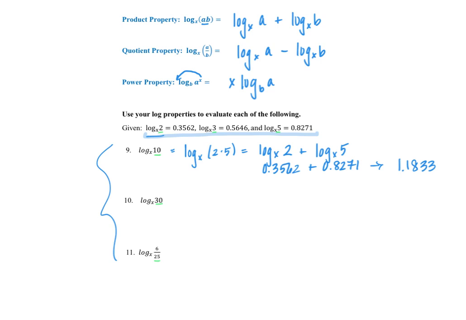Now I have a 30. How can I break the 30 up into a 2, a 3, and a 5? Well, 30 is actually a product of all three of those. If you think about it, 2 times 3 gives me 6, and 6 times 5 is 30. So I can expand that 30 into the product of log base x of 2 times 3 times 5. Since there is a product for the argument, I can break that up and give each one of those values its own log. Log base x of 2, again, I'm adding because it's multiplication.